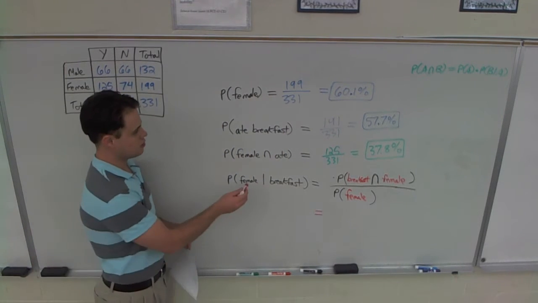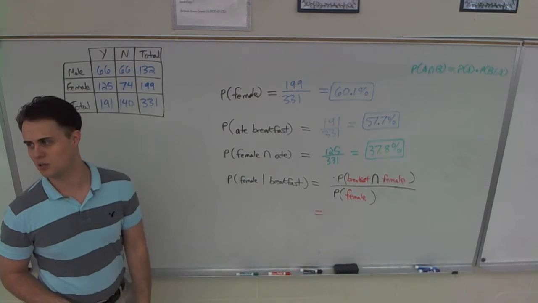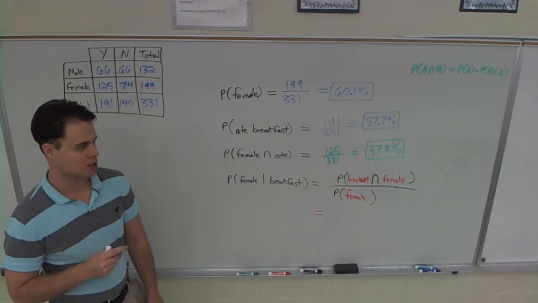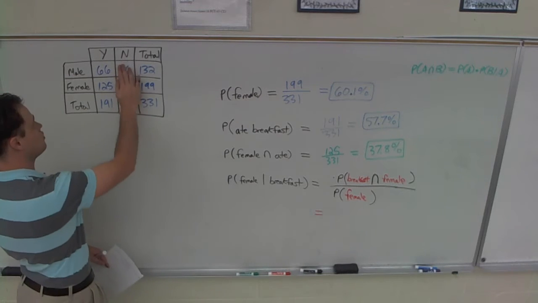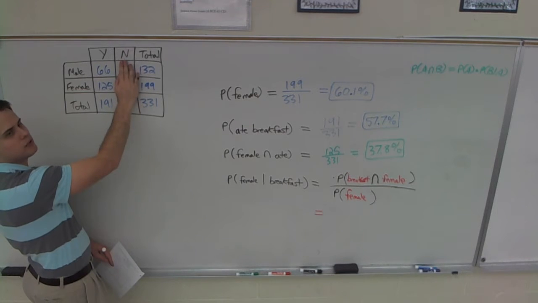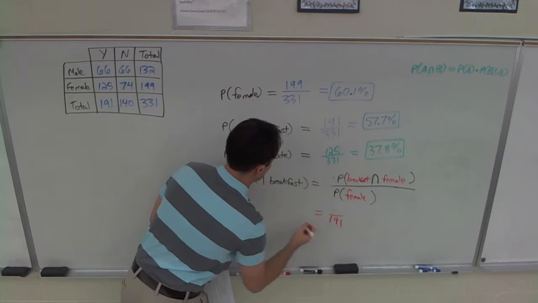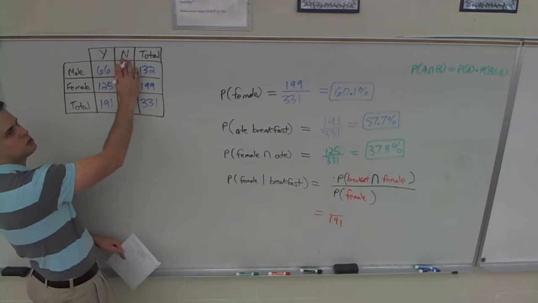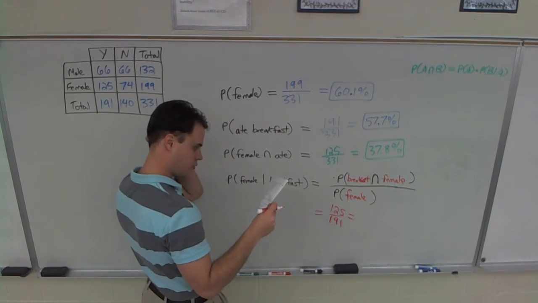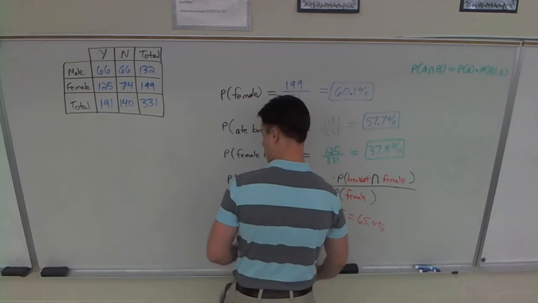The probability that they were a female given that they ate breakfast. I'm limiting the sample space to what? Just the people who ate the breakfast, because we're given that they ate breakfast. So these people are gone. So the total number of people we have to worry about is 191. What's the probability they were a female given that that was true? Oh, 125. So what does that work out to? 65%. Okay, does that make it kind of clear?